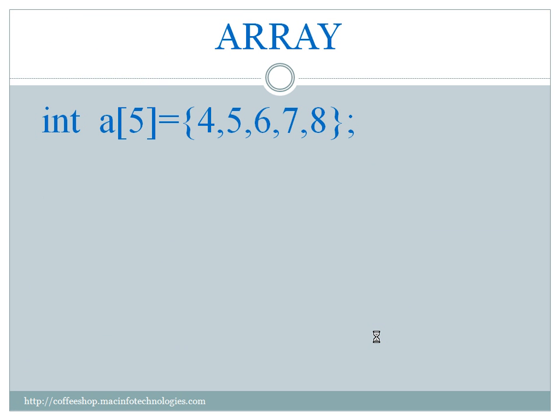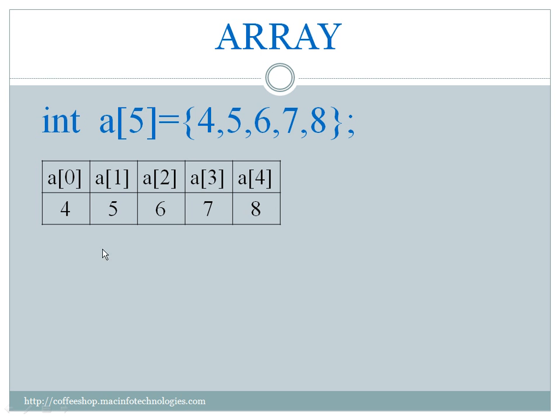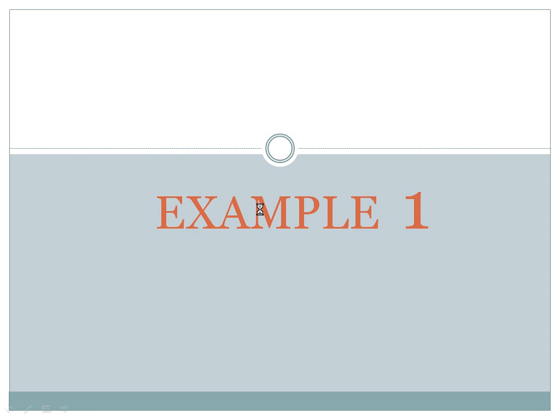To initialize the array, we can write int a of 5 equals 4, 5, 6, 7, 8. So a of 0 contains 4, a of 1 contains 5, a of 2 contains 6, a of 3 contains 7, a of 4 contains 8. These will be the values in the memory locations.